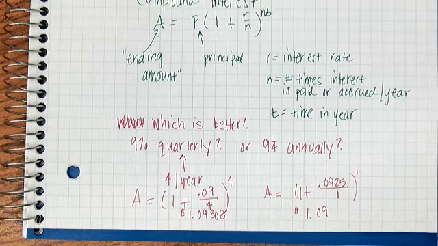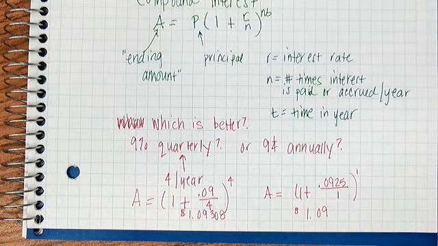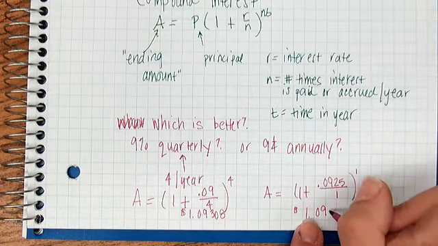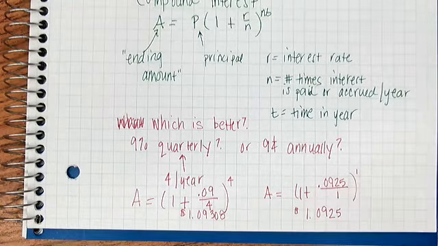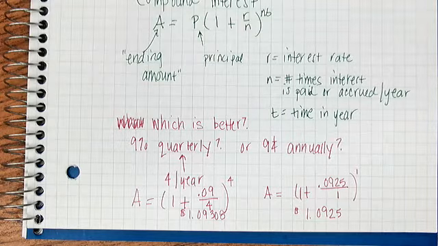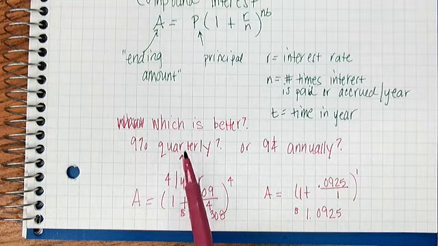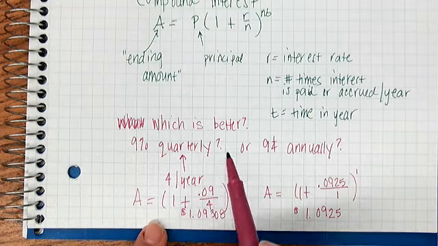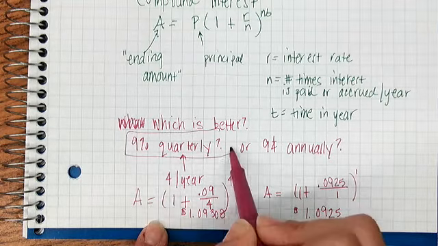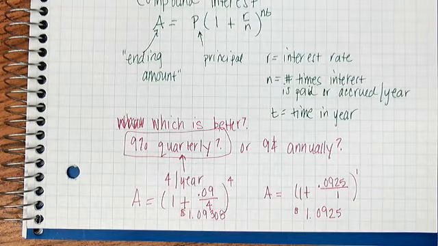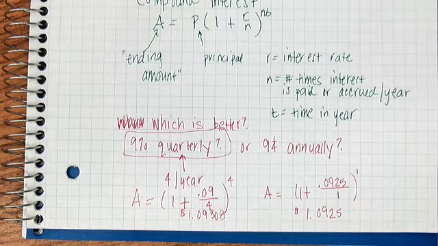So this is 1.09308, the quarterly, and the annually is 1.0925. Exactly. So 9% quarterly is the better deal. You may be thinking, oh my God, that's so close. Does it matter? Sure it does. If you're investing $100,000 and you're investing for 6 years, yeah, it's really going to matter.